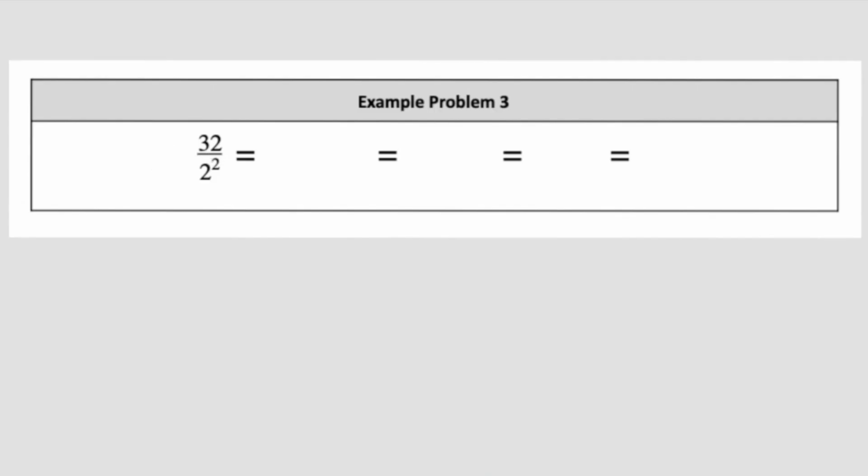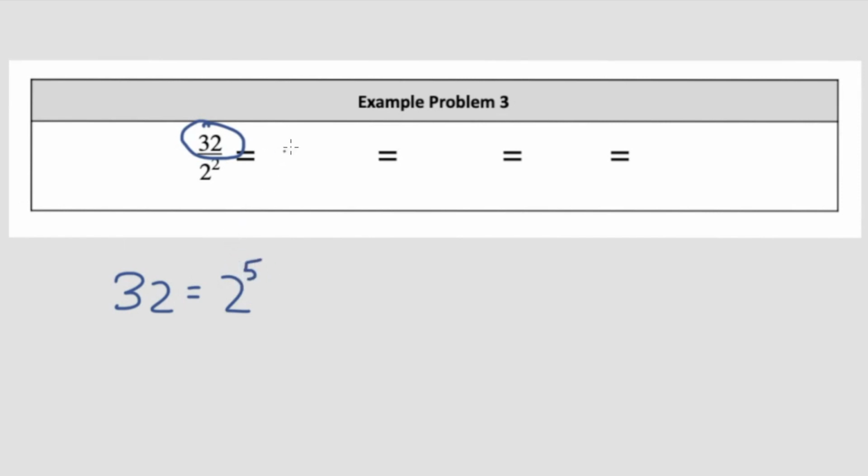One last example problem. I have 32 over 2 to the power of 2. Some of you might think, oh, that's 2 to the power of 2, that's 4. So it's very simple. Actually, I'm going to show you a more complicated way because that's going to make it easier when we do harder problems that look like this.